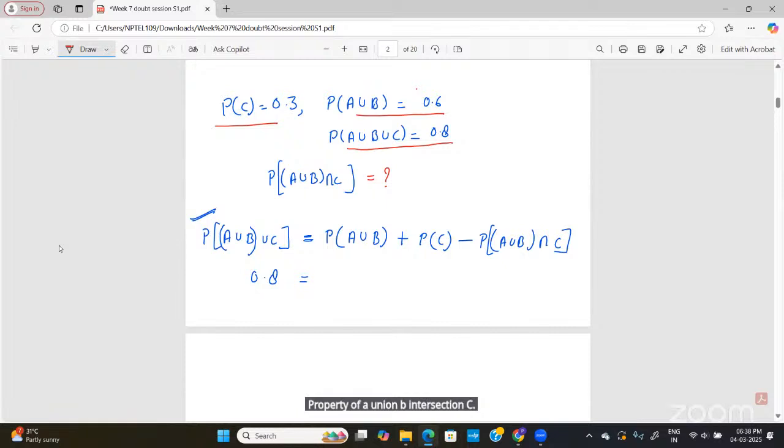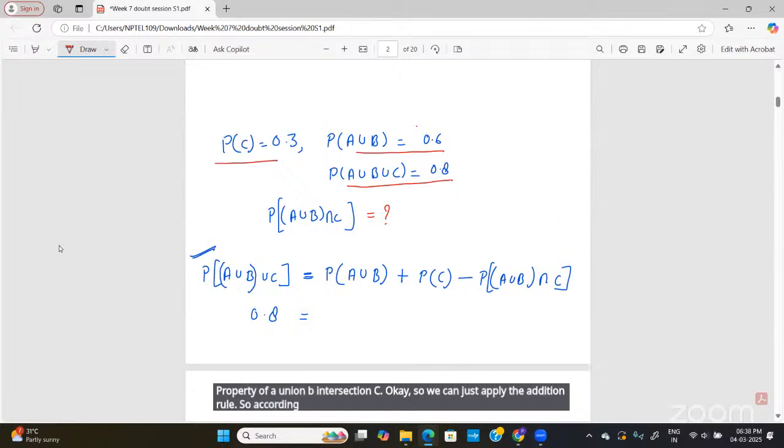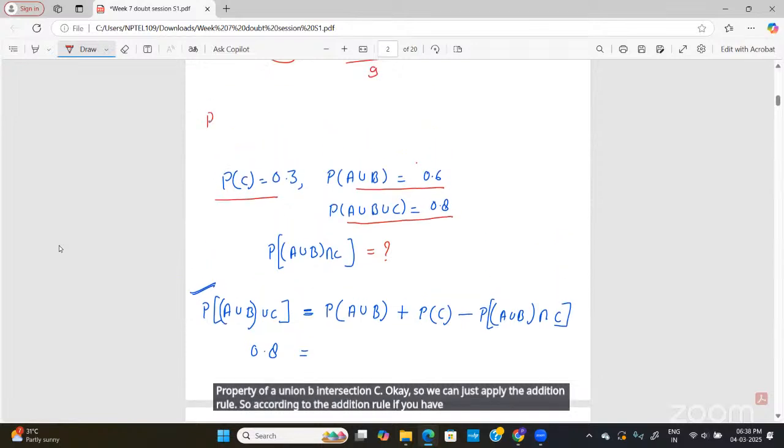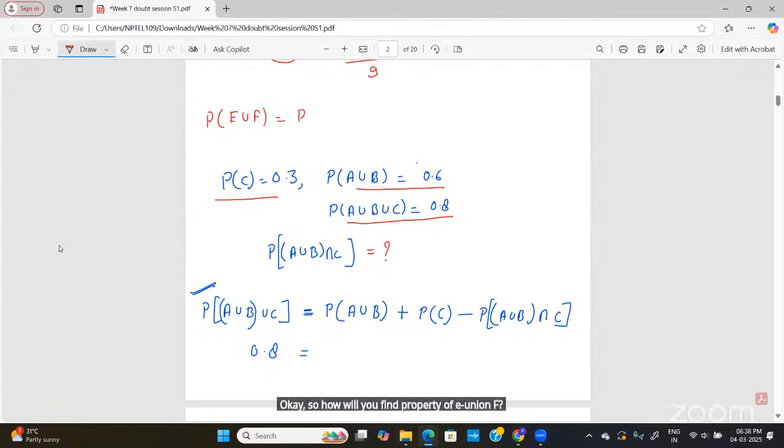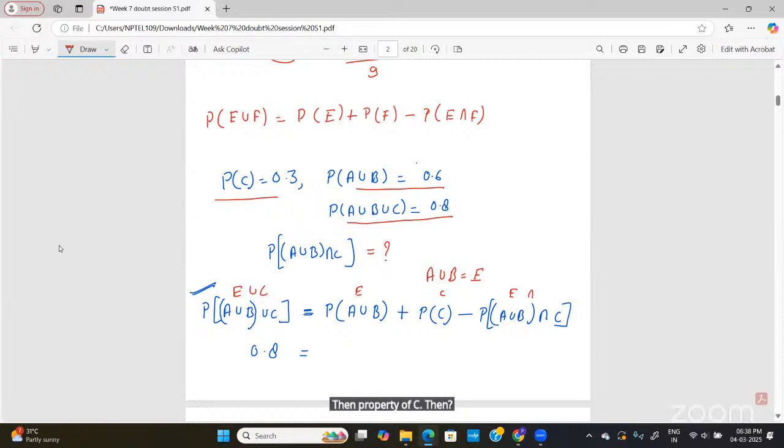Okay, so we can just apply the addition rule. So according to the addition rule, if you have suppose two events E and F, how will you find probability of E union F? It will be probability of E plus probability of F minus probability of E intersection F. So consider, suppose here that A union B is equal to E. Now you have to apply this formula for E union C. So this is probability of E, then probability of C, then E intersection C. Now this formula is clear to everyone?